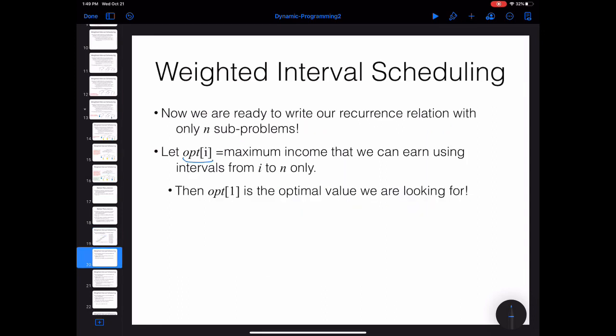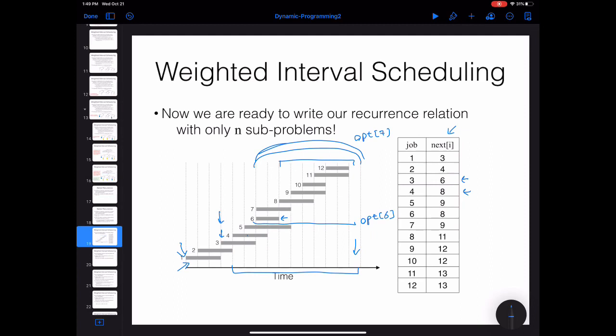I have defined this variable. What is going to be the optimal answer for the original problem? This is going to be opt of 1, right? It is telling you what the optimal answer is if I have all the jobs from 1 to n. This is going to be stored in opt1. So now I need to write down the recursive relation generally for opt_i.